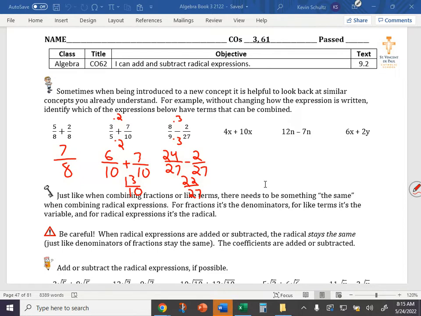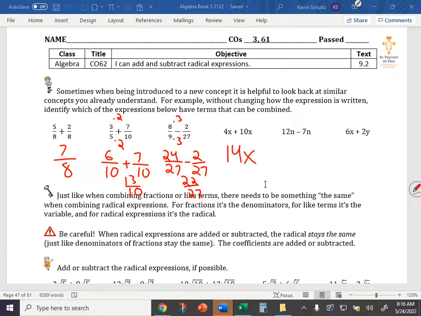Like terms. How can we combine 4x and 10x? Burgess, how can we combine 4x and 10x? You have 4 x's, you get 10 more x's. How many x's do you have in total? 14 x's. And the reason we're able to combine these terms is because it's the same variable. Does the variable change when we combine them? No. What changes? The coefficient. How many we have, right? 4 x's and 10 x's, total 14 x's.